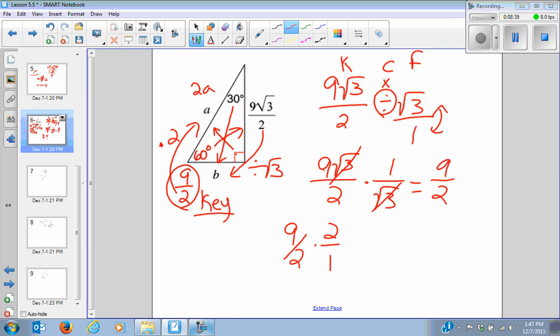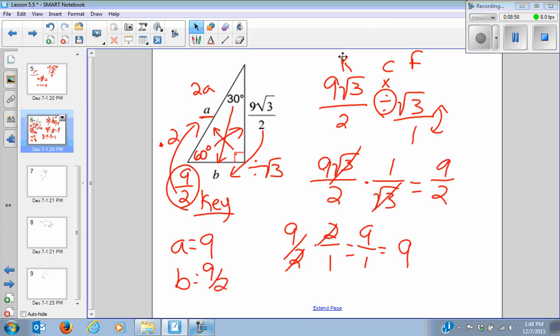So I made 2 a fraction by putting it over 1. The 2's can cancel, and I'm left with 9 over 1, which equals 9. So a equals 9, that was this value up here, and b equals 9 halves. Again, if you need to go slower, watch this video again.